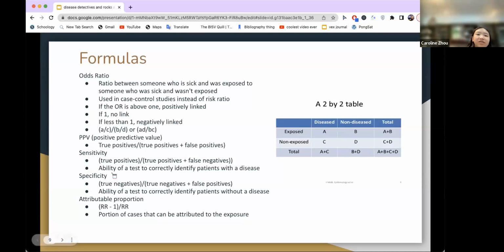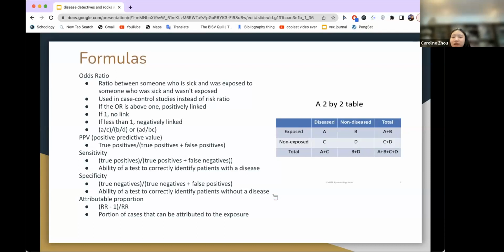So you calculate this with A divided by C, and then all of that divided by B divided by D. Or you can simplify this formula into AD divided by BC. Then you have the positive predictive value, which is true positives over total positives, which is total positives that you detected, which is true positives plus all the false positives.